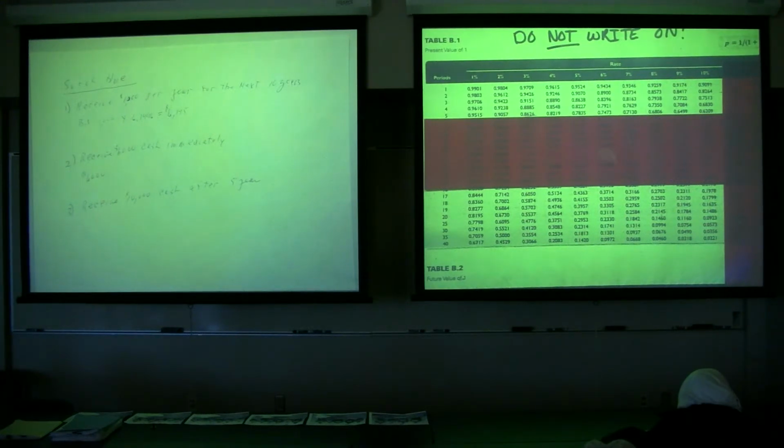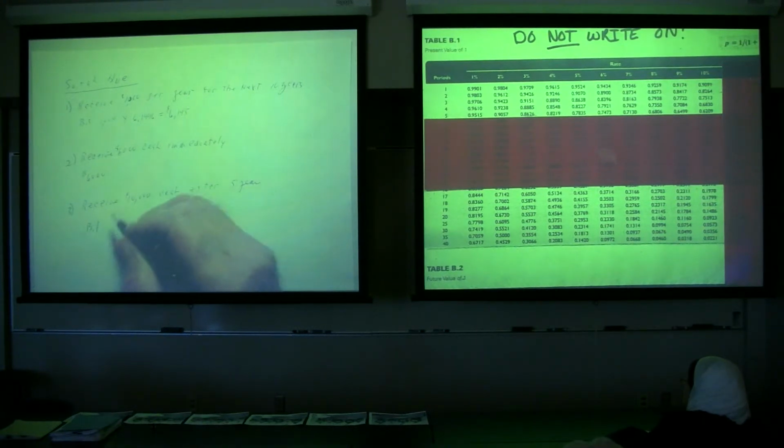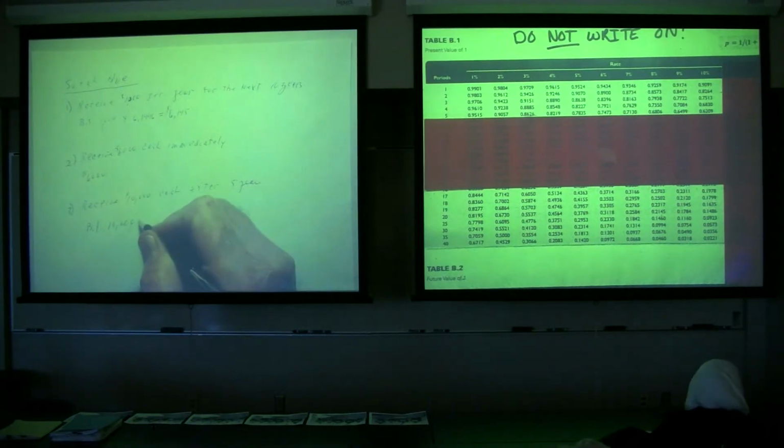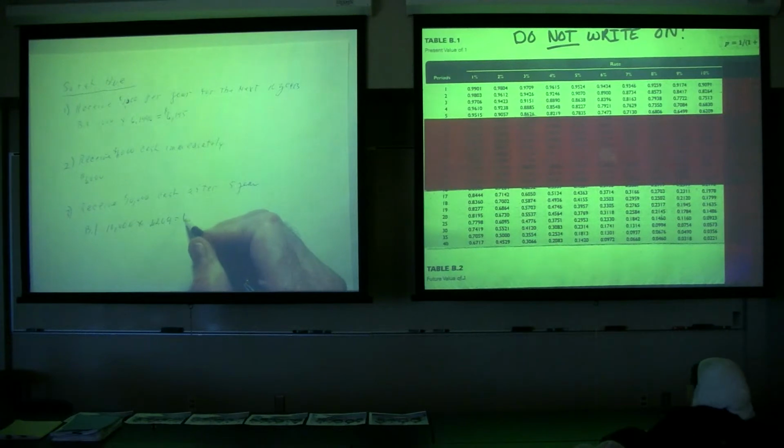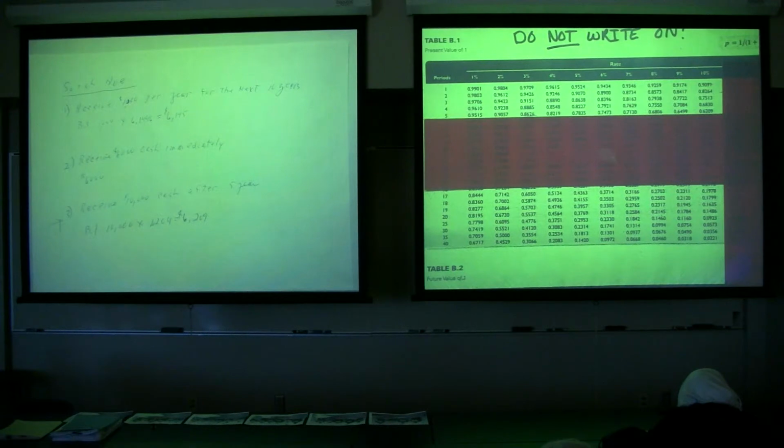All right, so the next one is B1. And it will be $10,000 times 0.6209, and $6,209. So, if you were given these options, this would garner the most interest. This would be the best choice. And all you did is you just find the present value of each, right? Now, is everybody okay with that?